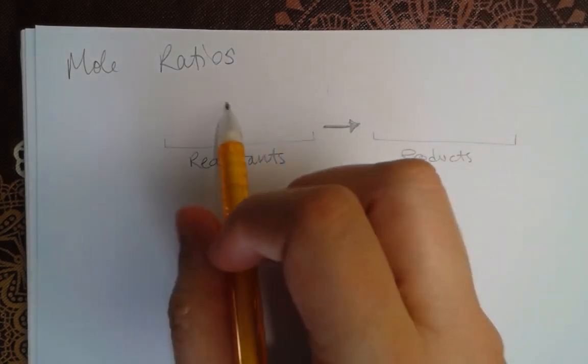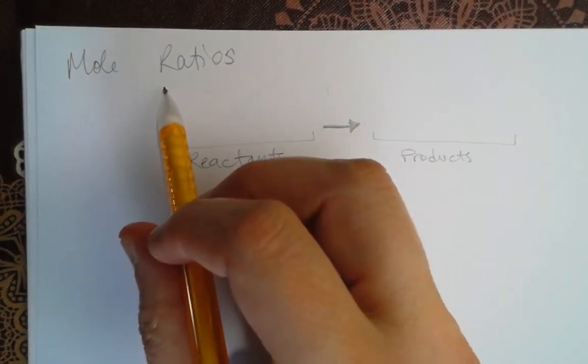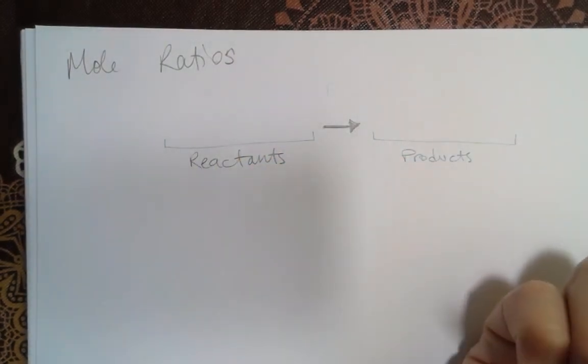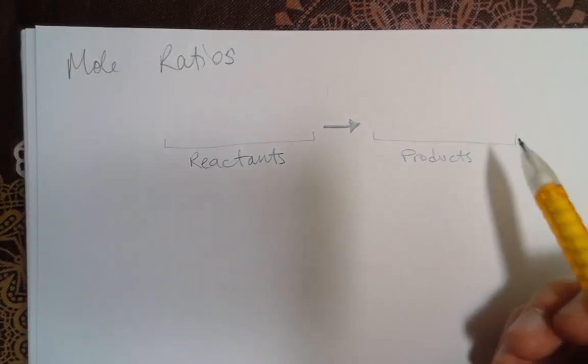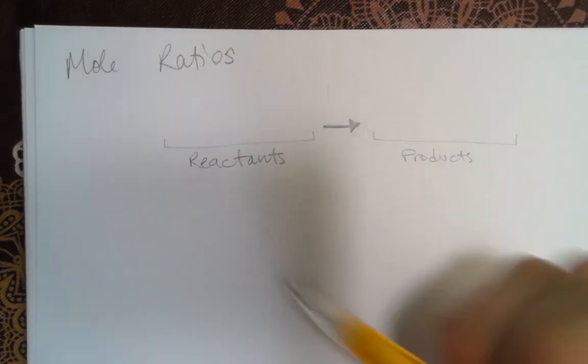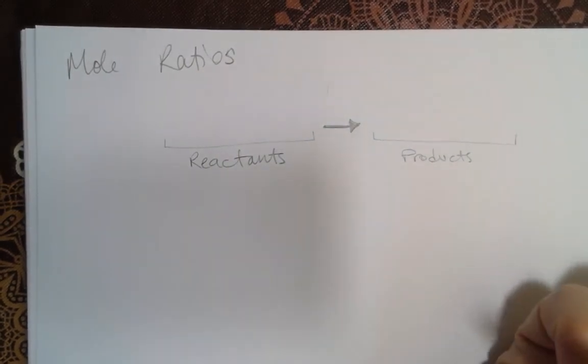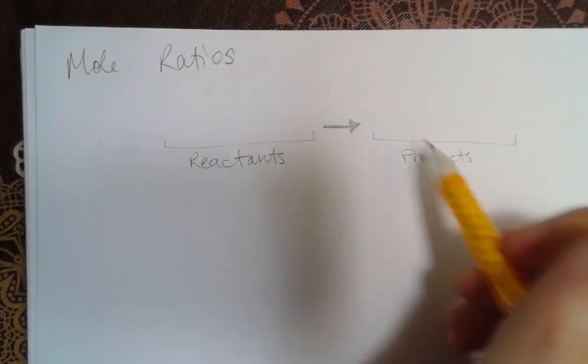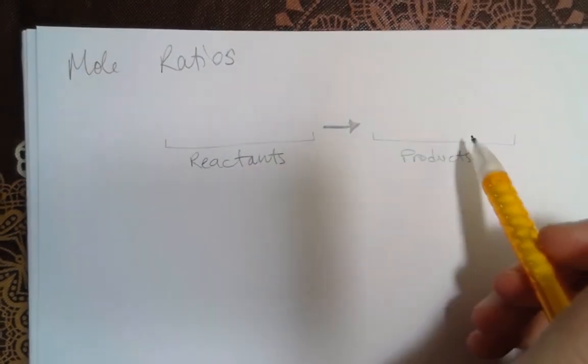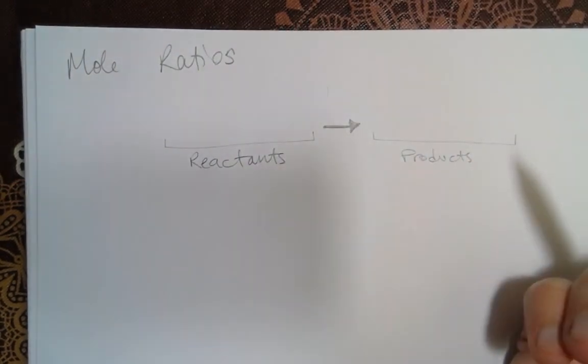The mole ratio describes how much you can form based on what you start with, or if you want a certain thing, how much you have to start with in order to form that much.